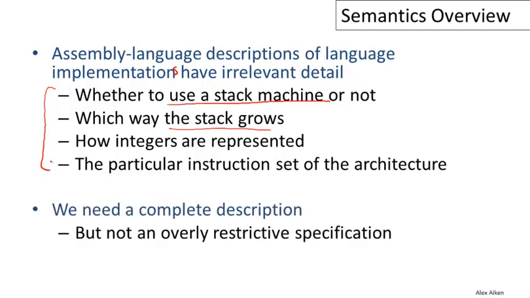So what we really want then is a complete description, but one that is not overly restrictive, one that would allow a variety of different implementations. And when people have not tried to find some relatively high-level way of describing the behavior of languages, they've inevitably gotten into the situation where people just have to go and run the program on a reference implementation in order to decide what it does.